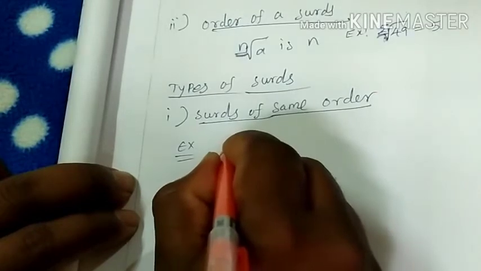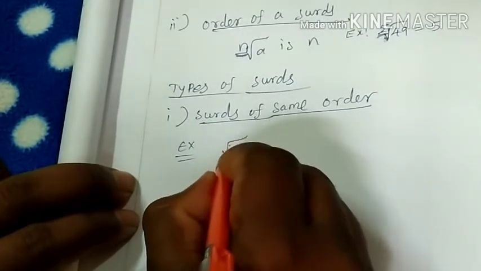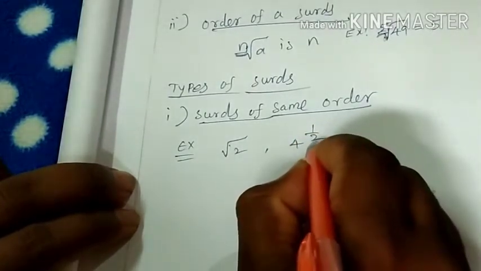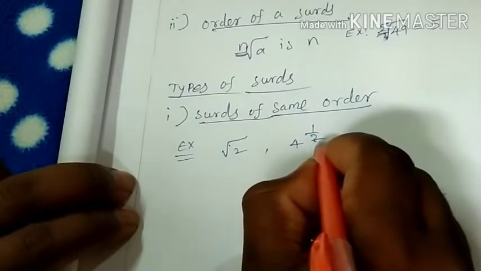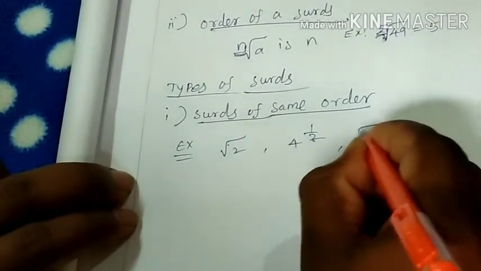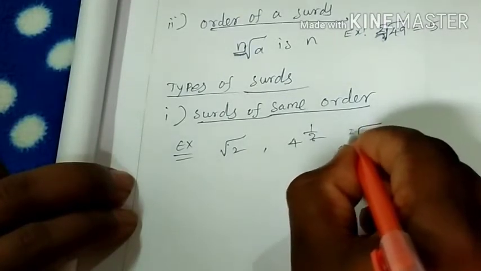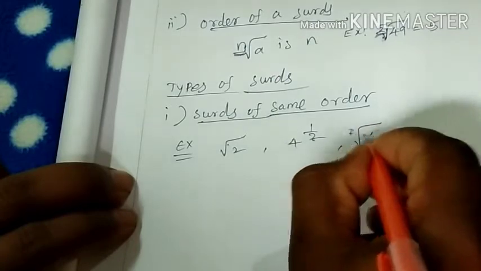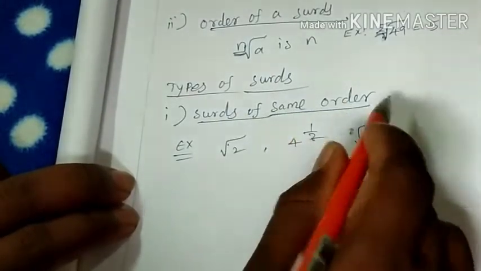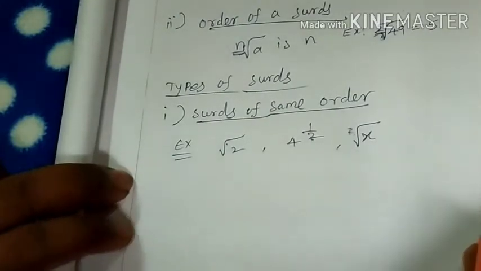The example: suppose I write square root of 2, this is a second order. 4 power 1 by 2 is also a second order. Then square root of x is also the square root, so second order. The orders are same. That means they are sets of same order. So we can easily find out sets of same order.